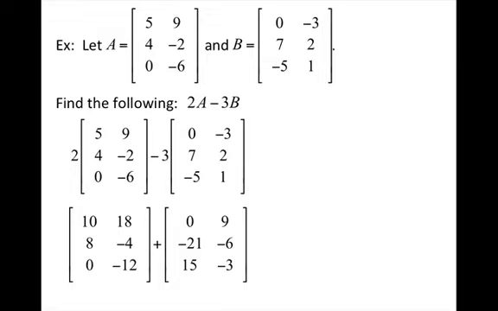Now add corresponding elements. 10 plus 0 is 10. 18 plus 9 is 27. 8 plus a -21 is -13. -4 plus -6 is -10. 0 plus 15 is 15. And -12 plus a -3 is -15.